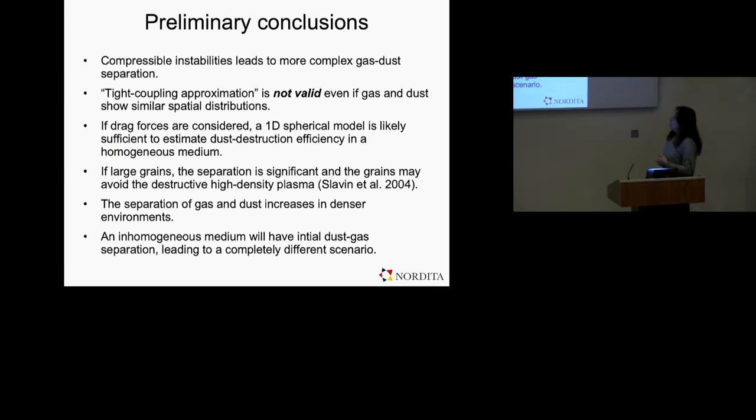And also an inhomogeneous medium will have initial dust to gas separation, which is quite important in this case, because what I've shown you were simulations where we have a homogeneous mix of gas and dust, and then a blast wave expanding in it. But if you already have separation between gas and dust when you start, you will have a completely different scenario. So I hope to return with new simulations at some point where we investigate the inhomogeneous case also.